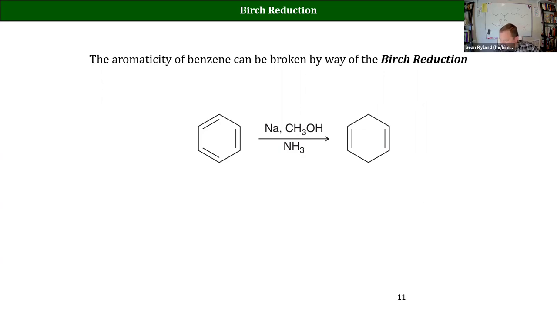So remember, isolated diene means that there's no resonance between the two. So not only did we break the aromaticity, there's no resonance left either, because these two alkenes have sp3 carbons in the way. So the Birch reduction's mechanism actually makes a lot of sense, and is similar to the dissolving metal reaction that we saw before. Remember, the dissolving metal reaction was sodium metal in liquid ammonia.